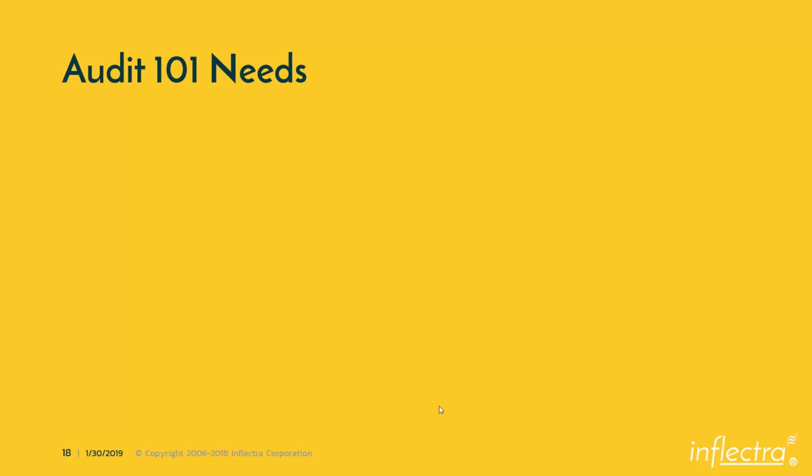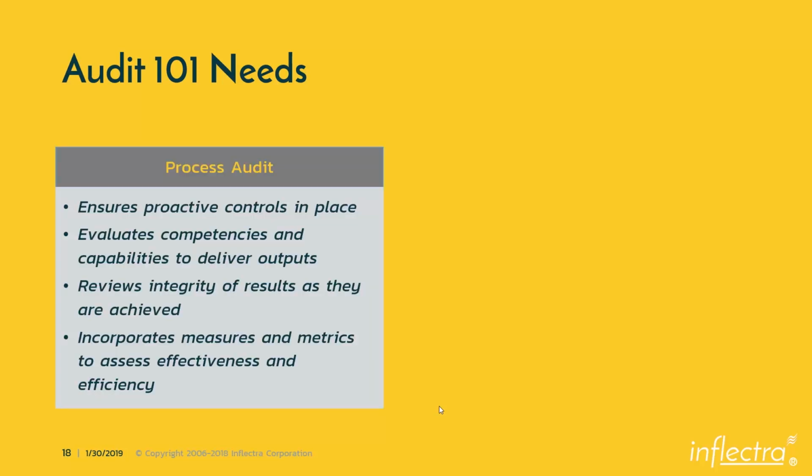So what are some of those auditability requirements 101? At the process level, it ensures that proactive controls are in place. Competencies and capabilities of tools and people are evaluated to deliver the proper output. It reviews the integrity of results as they are achieved, and it incorporates measures and metrics to assess effectiveness and efficiency. It doesn't stop at the process level, it moves into the next level called procedure audit.